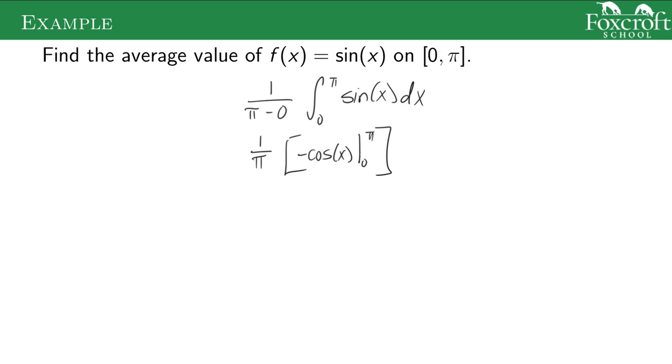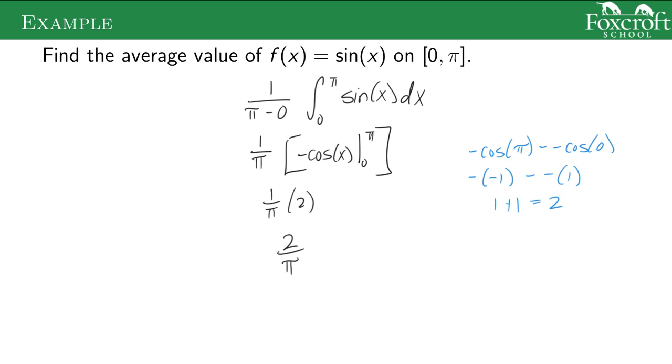So this part I'm just going to do to the side. I plug in the top value first, so I plug in pi, negative cosine of pi. Then I subtract when I plug in the bottom value, cosine of 0. So cosine of pi, if I'm going to the left, that's the pi value, is negative 1. Cosine of 0 is positive 1, so this is positive 1 plus 1 is 2. So all of this equals 2. My final answer is 2 over pi. So the average value of sine on this region is 2 divided by pi.